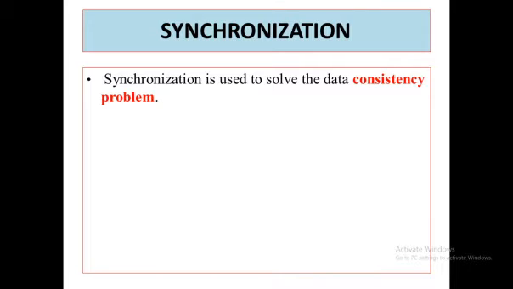It means we have a number of threads in our program, and those threads are going to access one resource. Whenever they access one resource, there is a possibility that some problems occur, so the data that appears in front of us is not consistent. By using synchronization we can solve the data consistency problem.